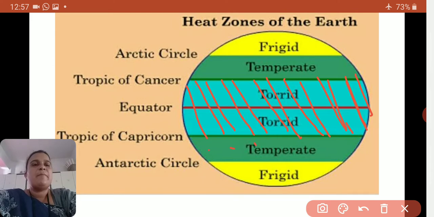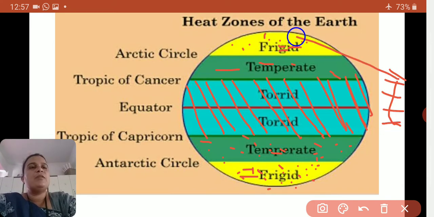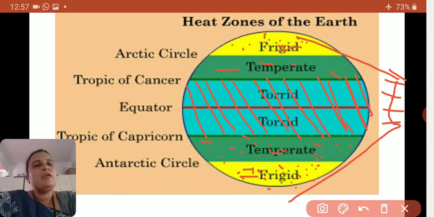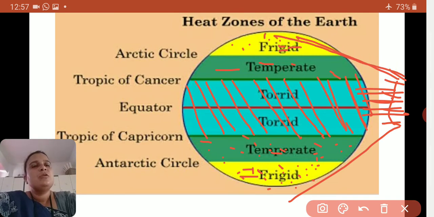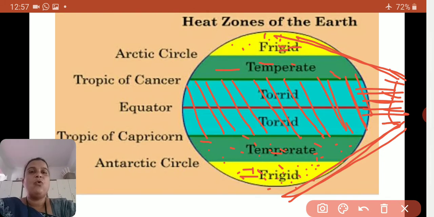Then these temperate zones, this zone receives moderate temperature, and this is the frigid zone. This is the north frigid zone, this is the south frigid zone, where there is very cold temperature, meaning sunlight falls slanting over there. You can see here on this area sunlight falls straight, and on the frigid zone sunlight falls slanting. Because of that, these frigid zones have a very cold climate.